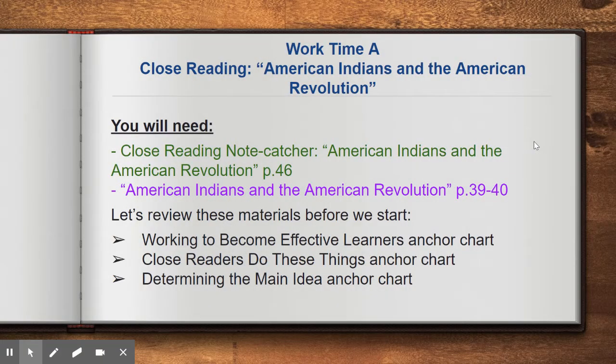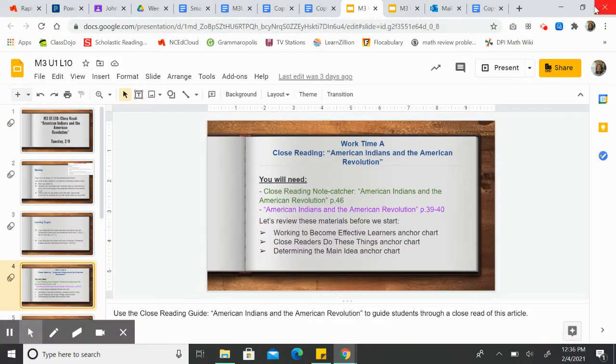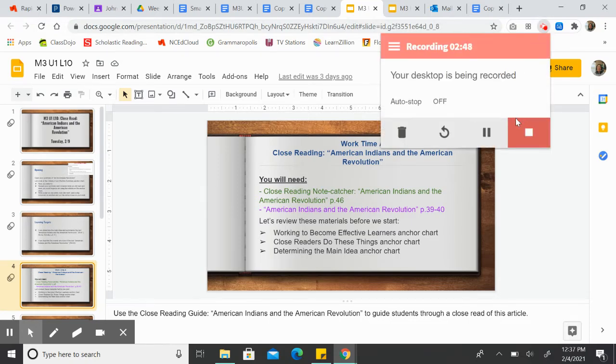Okay, so if you could open to page 46 of your module workbook, this is where we're going to be recording all of your information in this note catcher, and we're going to reread American Indians and the American Revolution, which is pages 39 through 40, and we're going to record on 46. Okay, so here we go. I'm going to pause you for just a second and pull that up. Hold on one second.